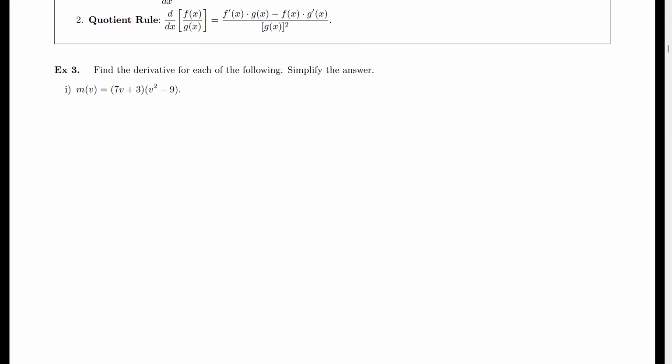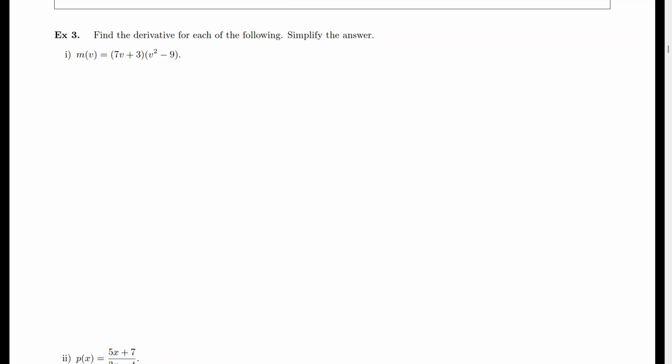So how would that work in an actual problem? Let's look at example number 3. This is the same one we just did. I'm going to repeat it, but this time I'm going to use the product rule rather than FOIL everything and use the basic rules. If I want to apply the product rule for this problem, the first thing I want to start by doing is labeling each one of these things as f and g. I'm going to color code them so you can see what I'm doing.